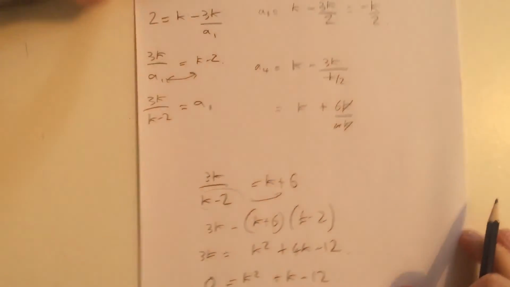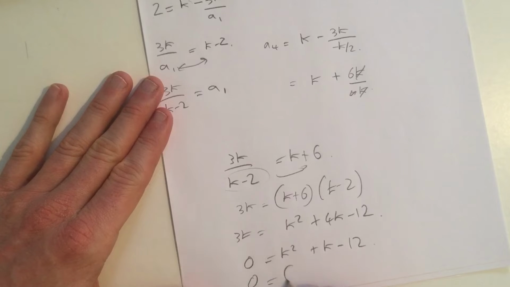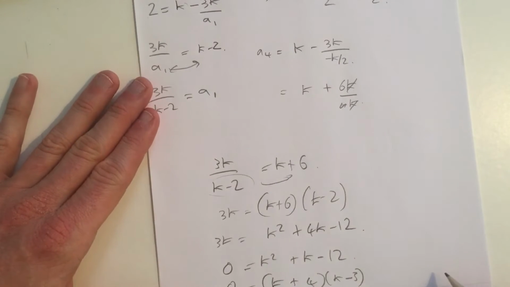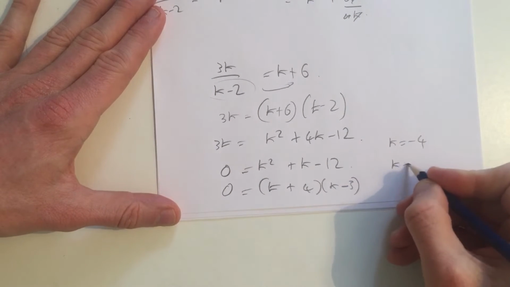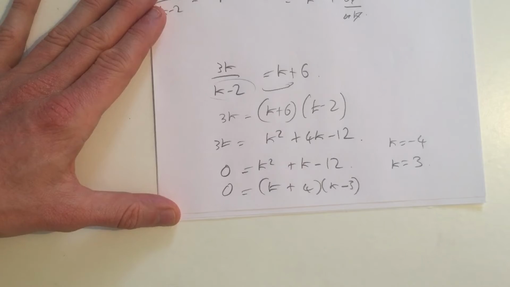We could obviously solve that now. We could factorise that and find out that k will either equal minus 4 or k will equal 3.